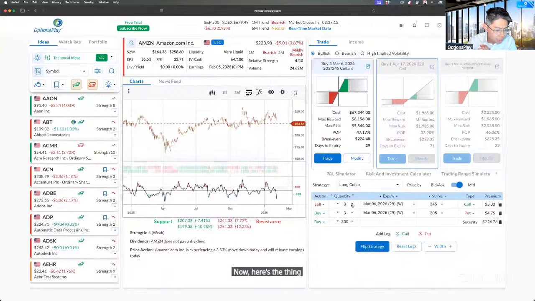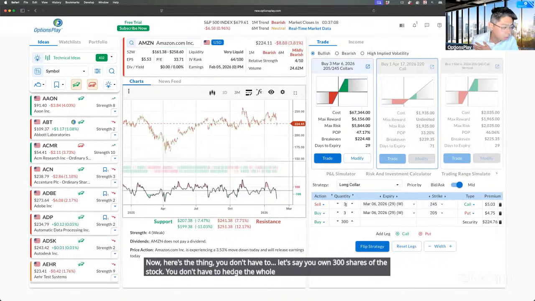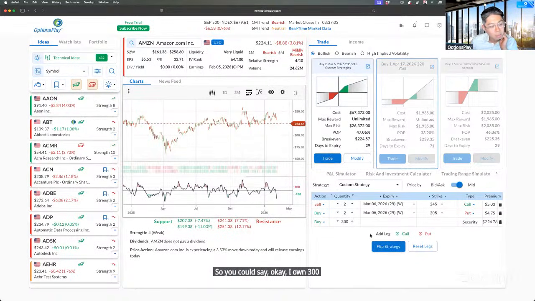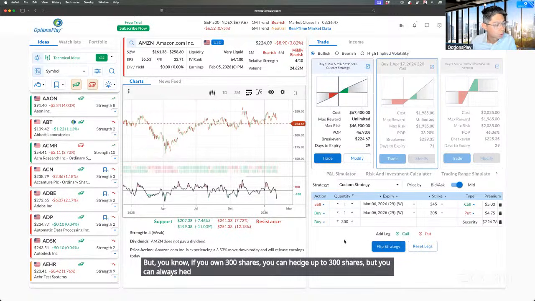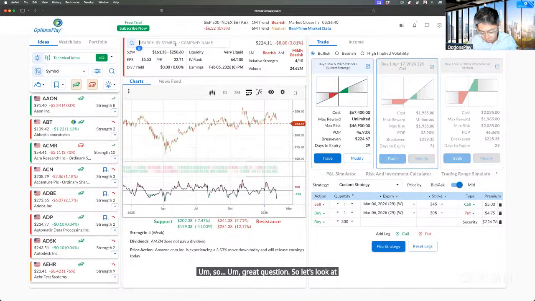Now, here's the thing. If you own 300 shares of the stock, you don't have to hedge the whole position. You could hedge a part of it. You could say, okay, I own 300 shares, but I only need to hedge 200 shares of that. So you can choose what works for you in terms of a hedge. If you own 300 shares, you can hedge up to 300 shares, but you can always hedge a smaller amount than that. Great question. So let's look at a few more examples here.